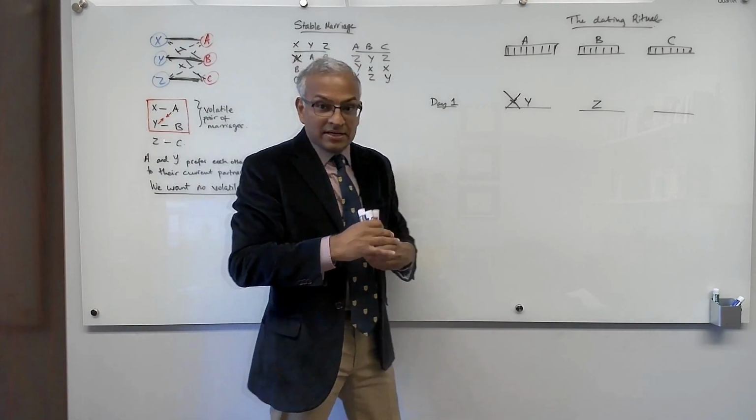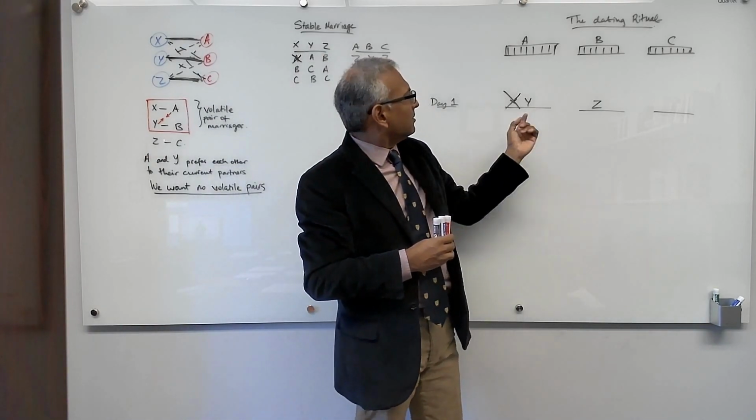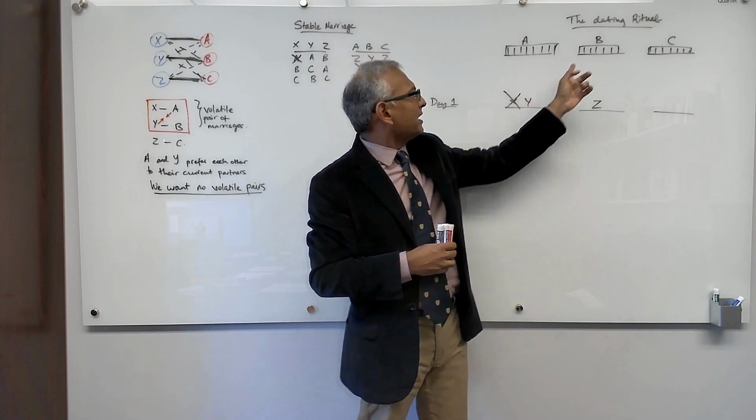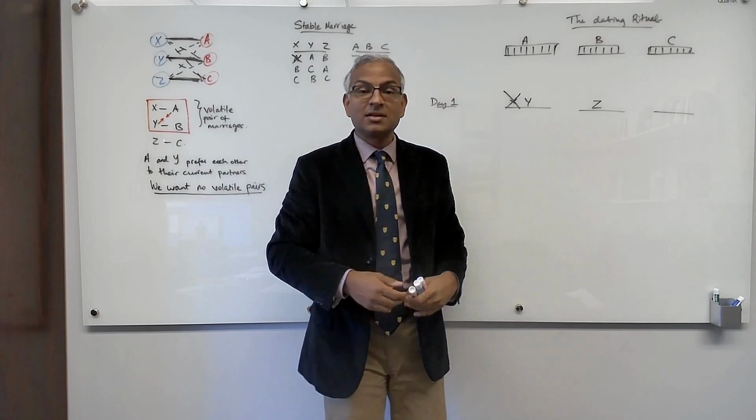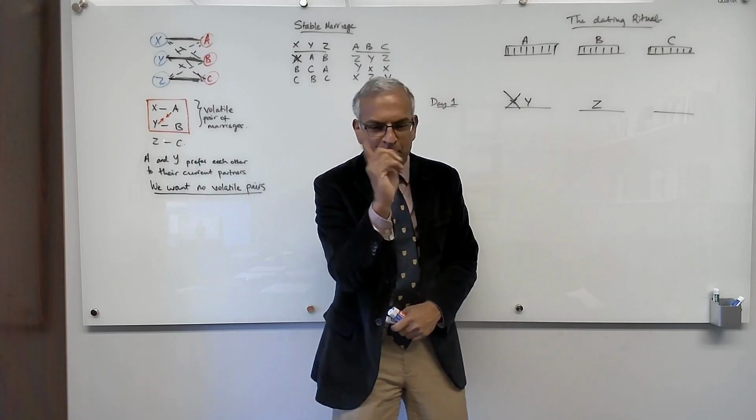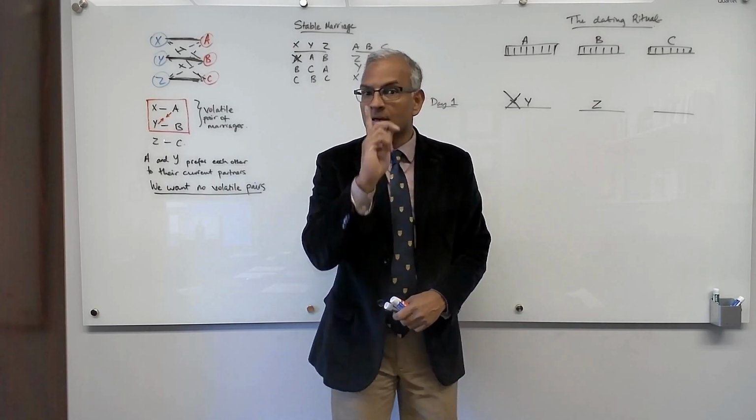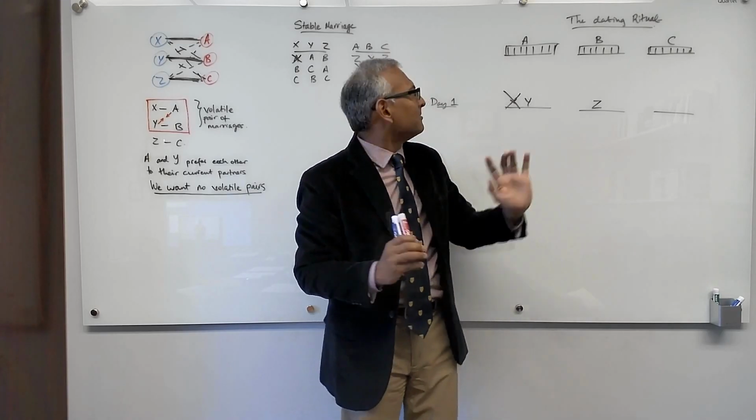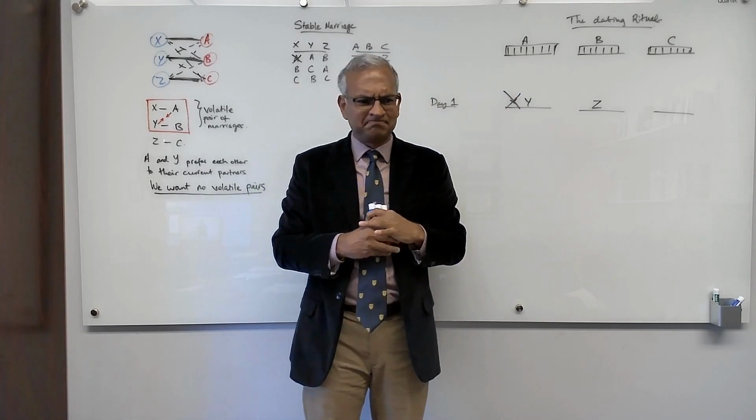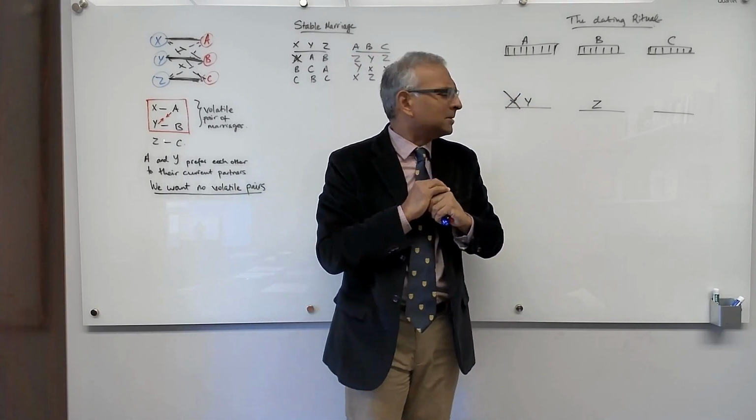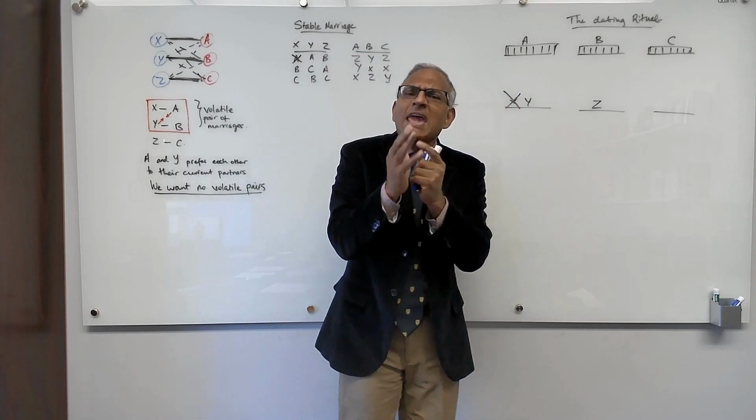Now, another interesting thing comes when we think about what A should do with Y, what B should do with Z. The obvious thing to say is, hey, let's get married. No, don't be so rash. Don't be so quick. Be patient. Here's the game that A and B play. A says to Y, you know what? I like you. Come back tomorrow. You may be the one.